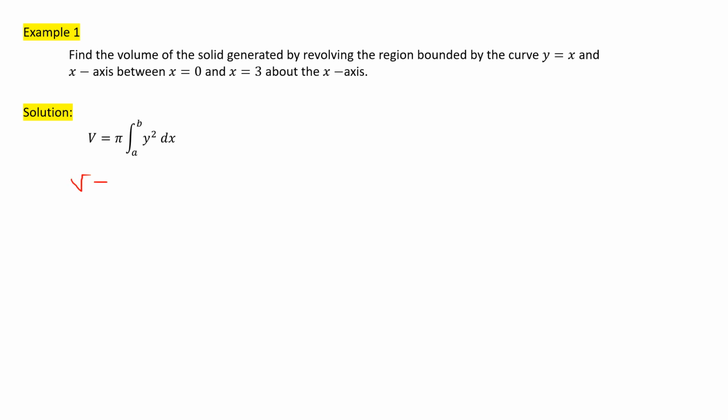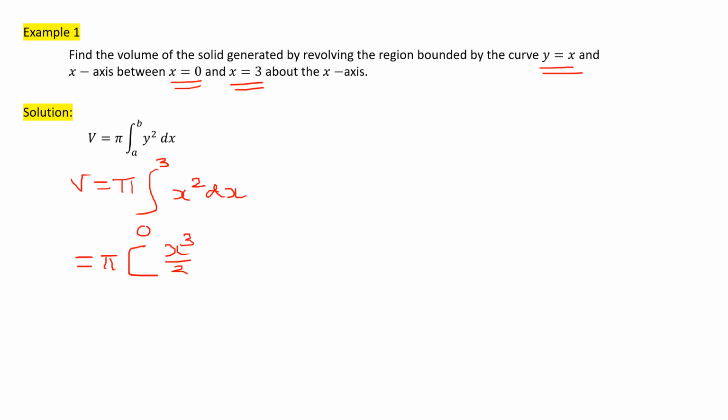So this can be rewritten as V equal to pi. In place of a, we have the lower limit x equal to 0. So let me write 0 here. In place of upper limit, we have x equal to 3. So keep 3 here. Then we have y to the power 2. In this problem, y equal to x. So I can say x to the power 2 into dx. So this is nothing but pi. Integration of x power 2 will give you x to the power 3 over 3 between the limits 0 and 3.